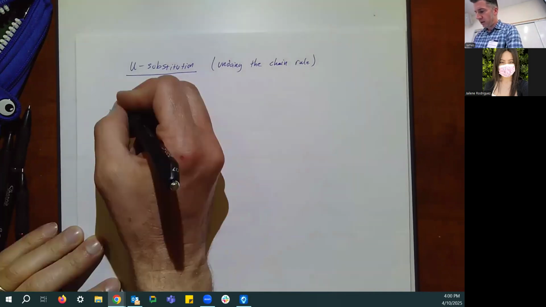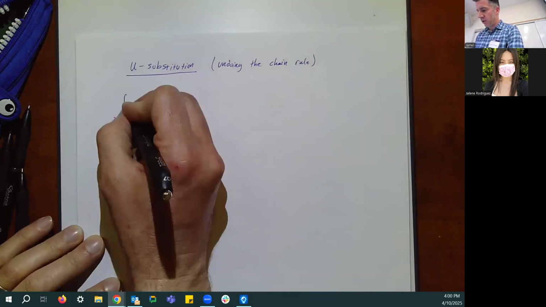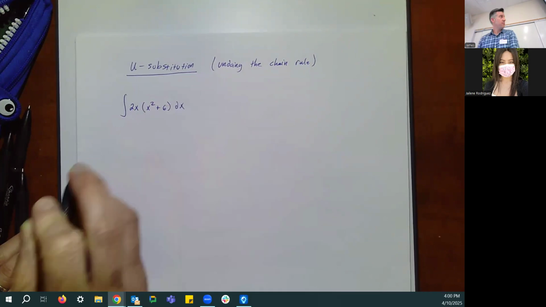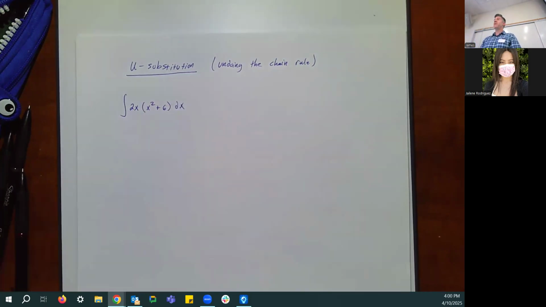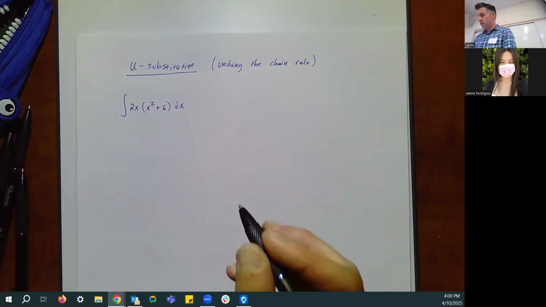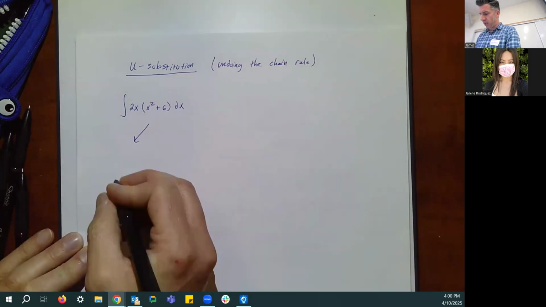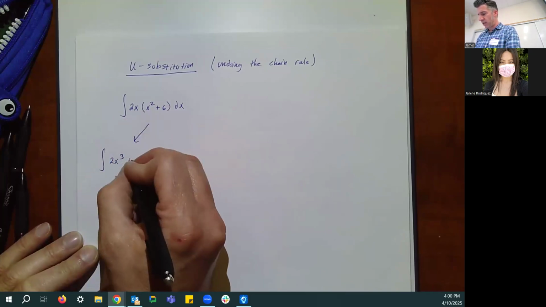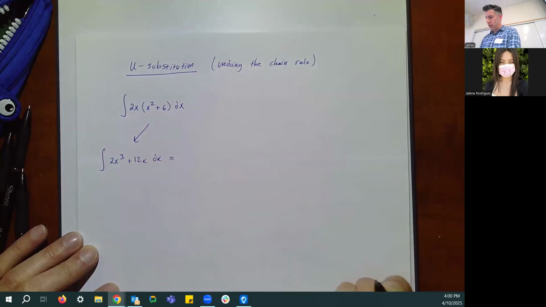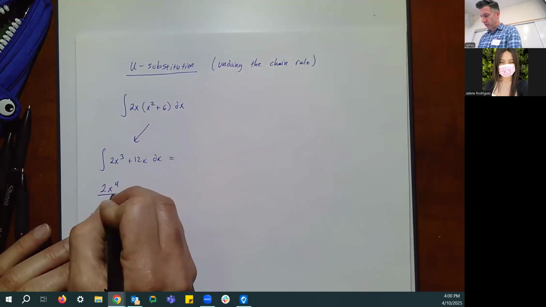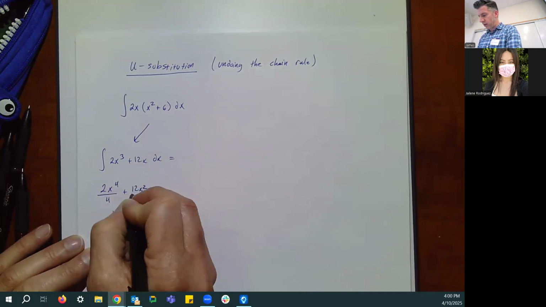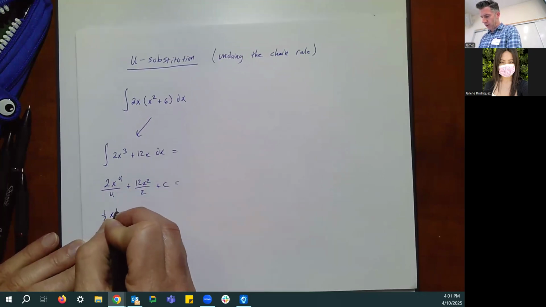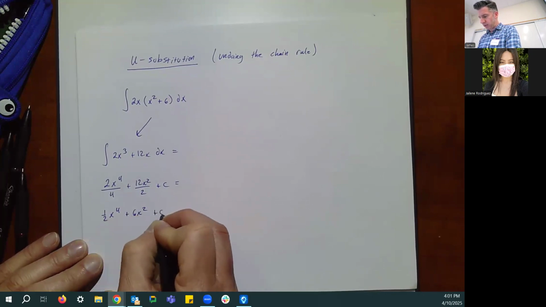So let's look at a very straightforward example. Let's say we want to find the antiderivative, the indefinite integral of 2x times x squared plus 6. This one's easy enough that you could just do it straight away the normal way, right? You could multiply it out and say, okay, I'm going to have the integral of 2x times x squared is 2x cubed. 2x times 6 is 12x. And then just anti-differentiate and get 2x to the fourth divided by 4 plus 12x squared divided by 2 plus a constant. And simplifying, that would be 1/2 x to the fourth plus 6x squared plus a constant. That'd be totally fine.